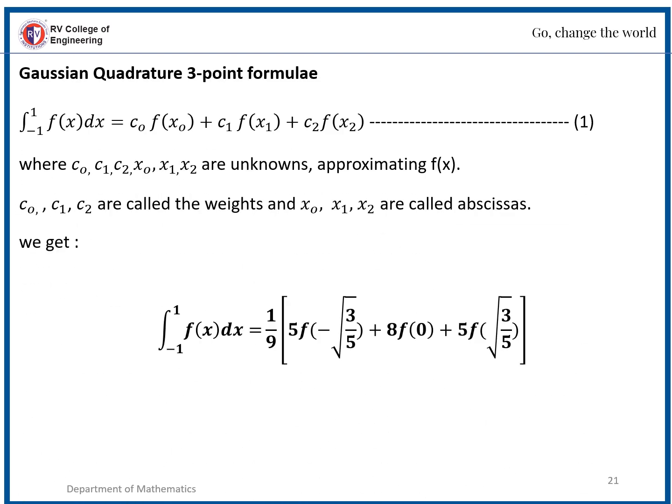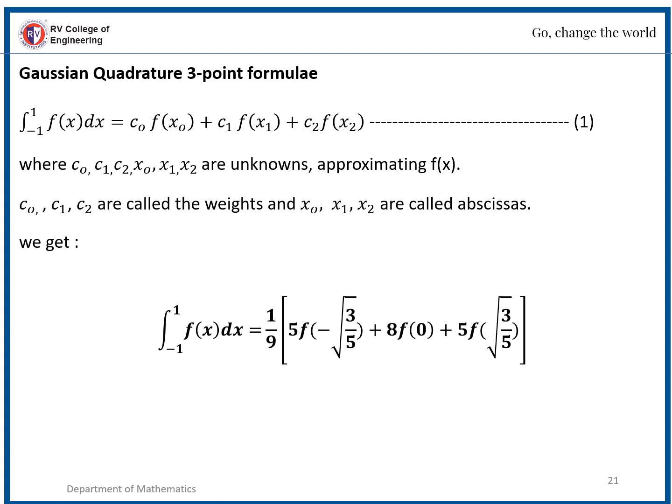The second one is Gaussian quadrature 3-point formulae. So the integral from -1 to 1 f of x dx is approximated as c0 f of x0 plus c1 f of x1 plus c2 f of x2, where c0, c1, c2, x0, x1, x2 are unknowns and we need to calculate, and c0, c1, c2 are called the weights.